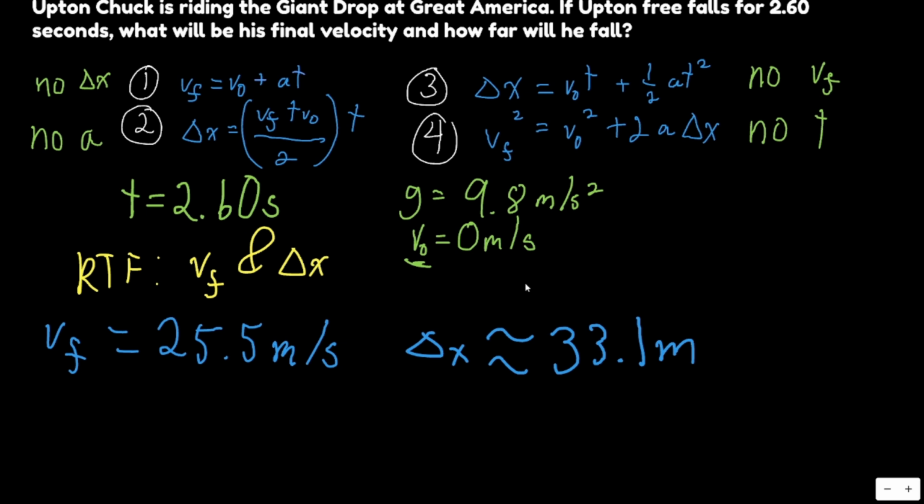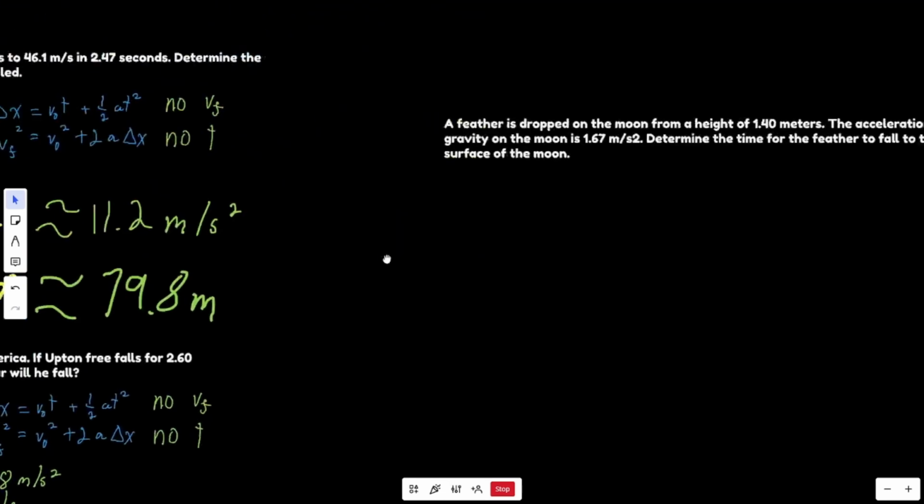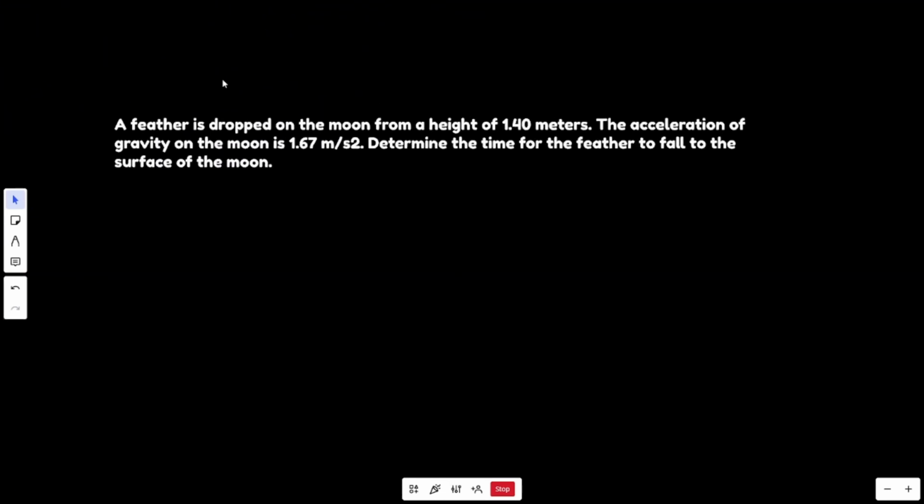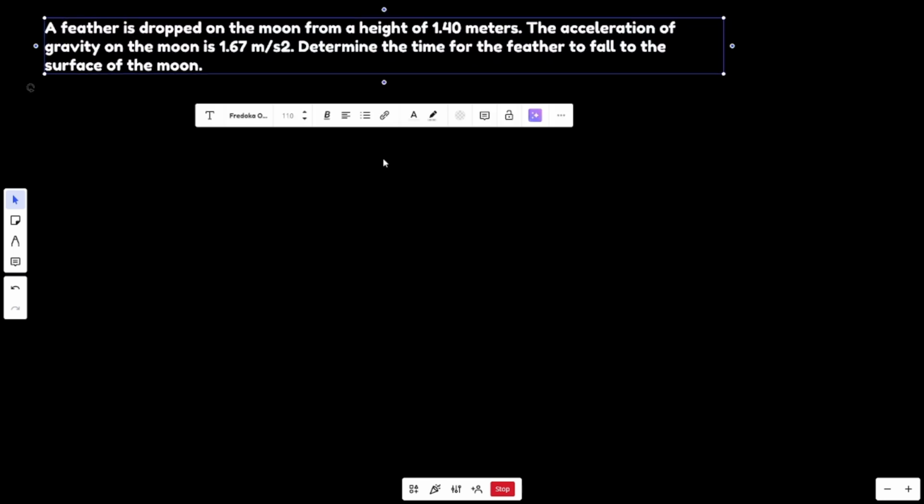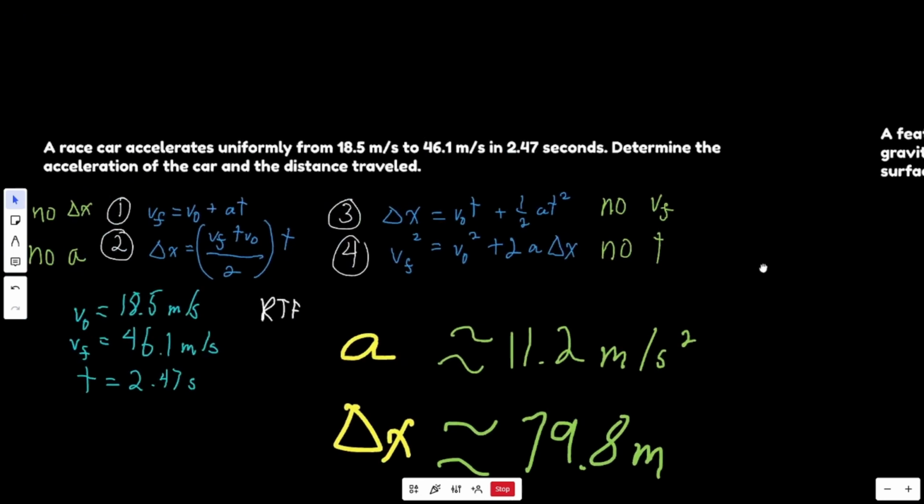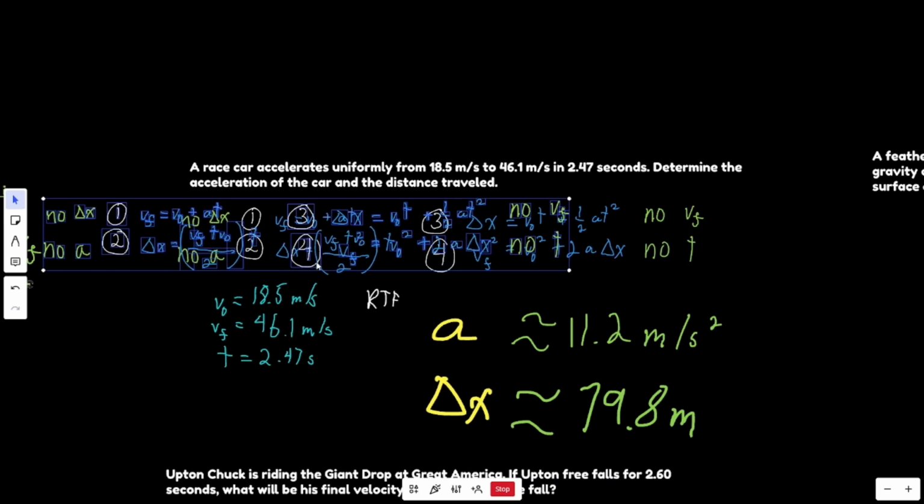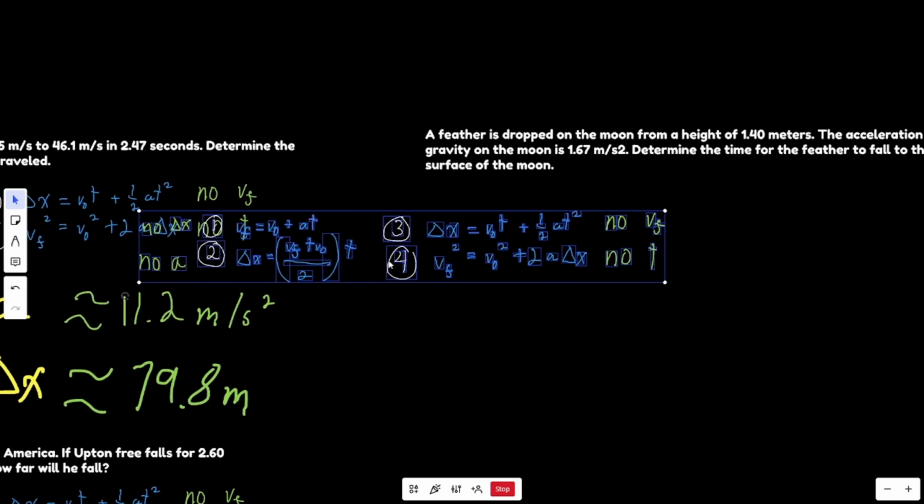Upton Chuck is riding the giant drop at Great America. So that's it, and let's see our final example for UAM. For this final example in UAM, it's again another free fall example, so that we have 2 examples of free fall and 2 examples of just normal kinematics.